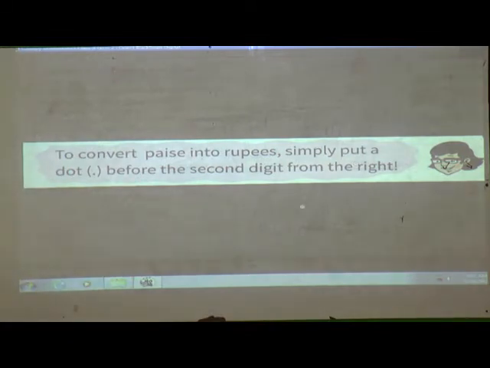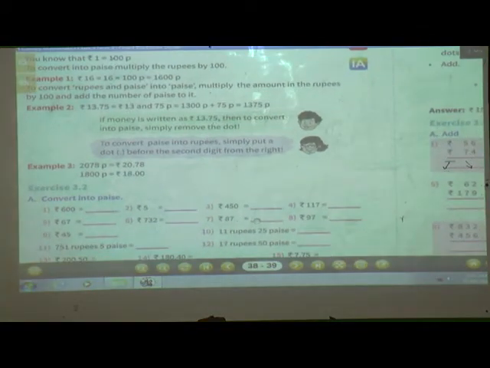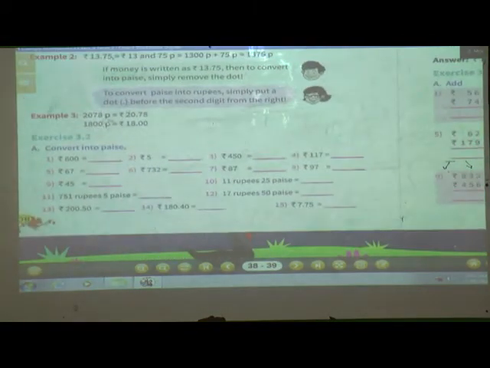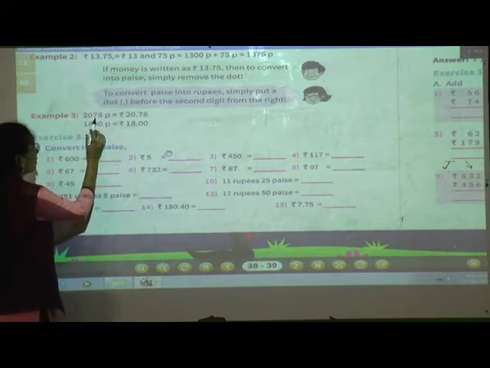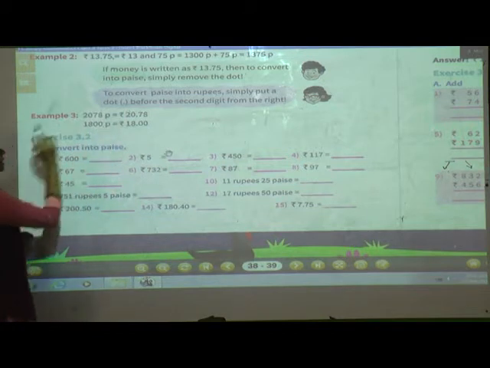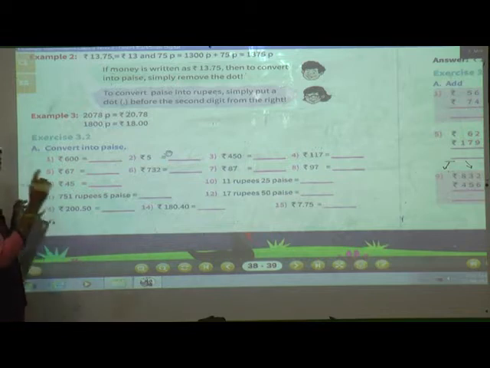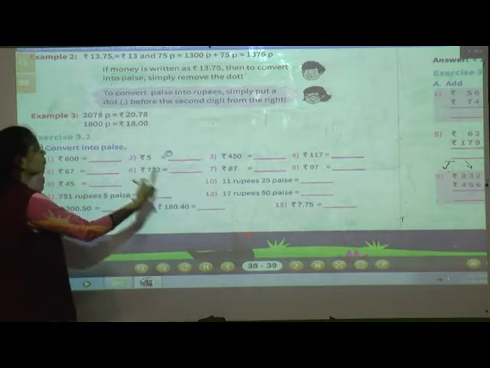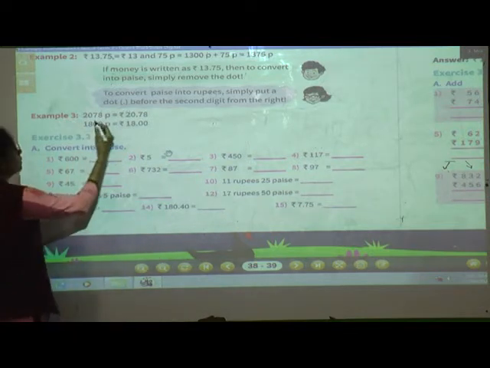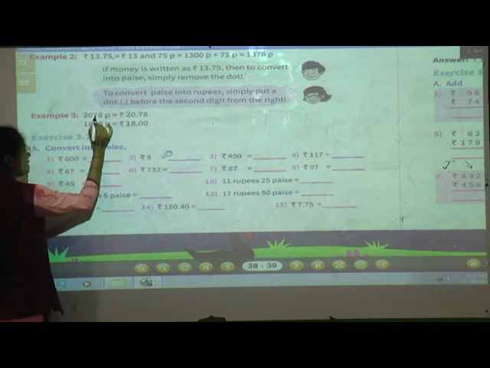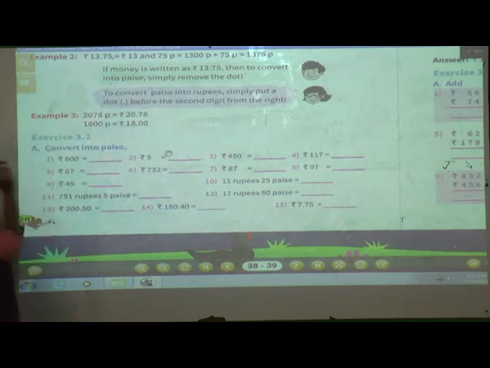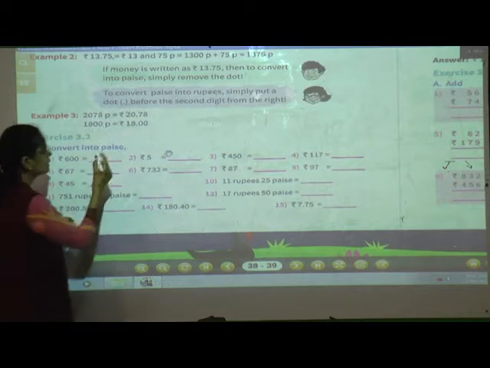Now we'll move to the next example. Here one more example they had given us. See here, example number 3. What is the example? See this number, 2078 paise. Now this paise we have to convert into rupees. Then what are you going to do? You are going to give a dot from the right side before the second digit. Now here from the right side, the second digit is 7. So before 7 you have to give one dot, then it will be converted into rupees.